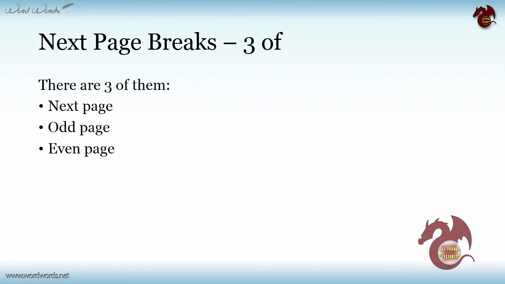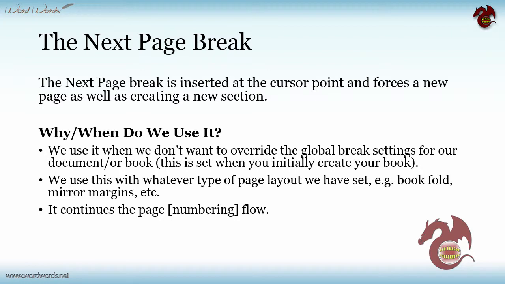And with next page breaks, there's 3 of them. We have next page, which no surprises there. We have odd page break and an even page break. And the next page break is inserted at the cursor point, and it forces a new page, same as a page break, but it also creates a new section because you want to do something different with this new section. And why or when do we use a next page break? Well, we use it when we don't want to override the global break settings for our document or book. And this is set up when you initially create your book.